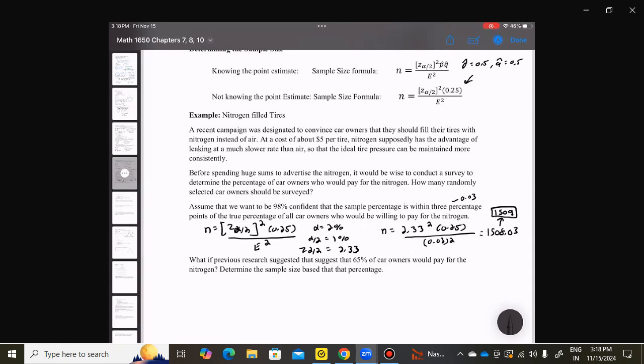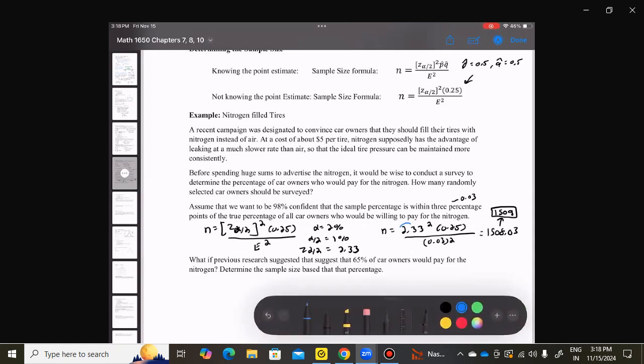Okay. Now, if you're doing this on StatDisk, you may have a little bit of a discrepancy because I'm rounding the Z alpha over 2 as well. So it could be off a little bit. So we'll check it on StatDisk here.